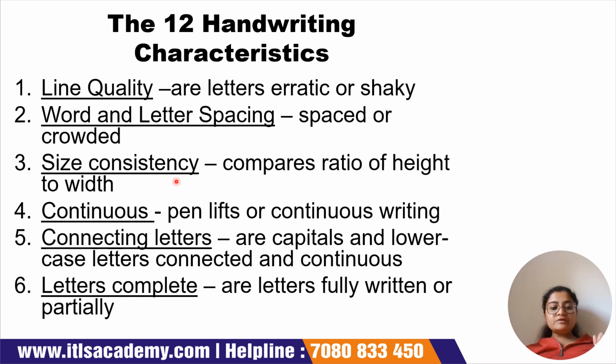Third will be size consistency. So it will be comparing the ratio of height to width. How the letters are arranged with respect to each other. Fourth will be continuous, whether the handwriting is totally continuous, or whether in between the pen has been lifted. Meaning whether it's a joint handwriting or not. Fifth will be connecting letters. Are capitals and lowercase letters connected and continuous? Again, somewhat the same thing, whether it's a joint handwriting or not.